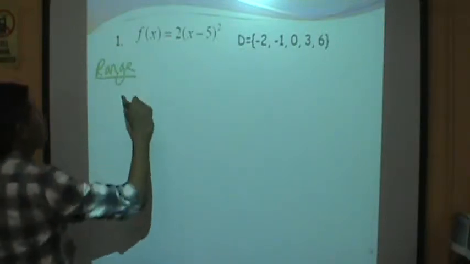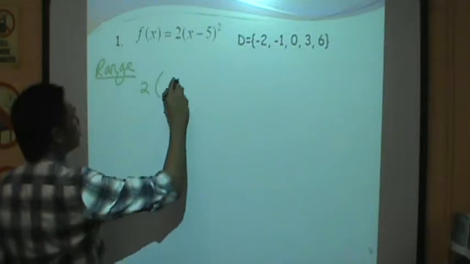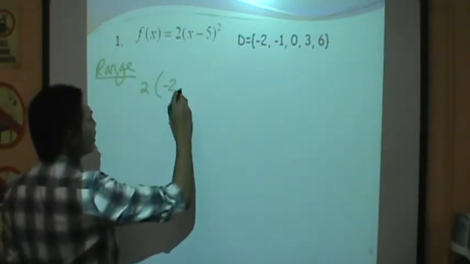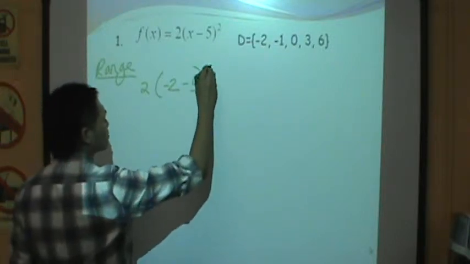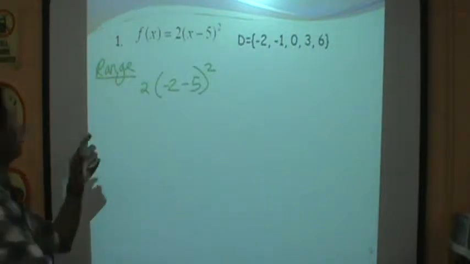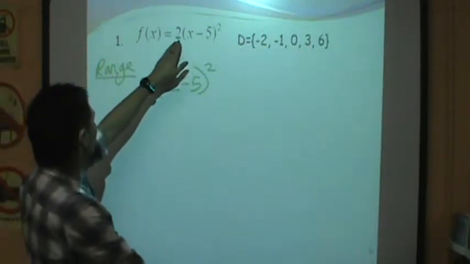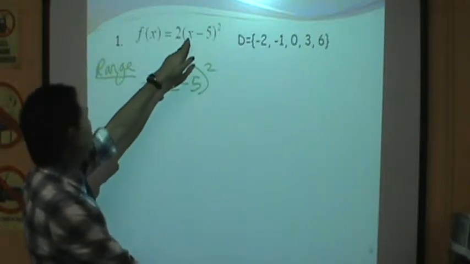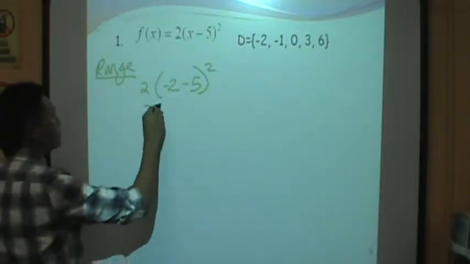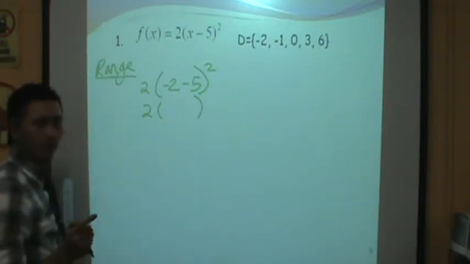So let's try this. Right here we got 2, and then x, your first x is -2, minus 5 squared. Now here we got 2, I copied 2, and then instead of writing x, I replaced it with -2. Here you go. Now using your PEMDAS, we're going to start.